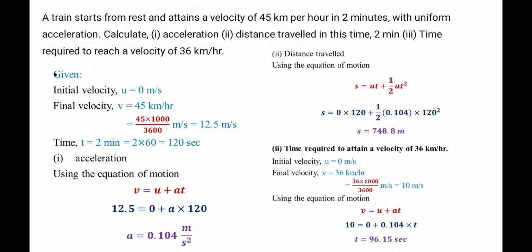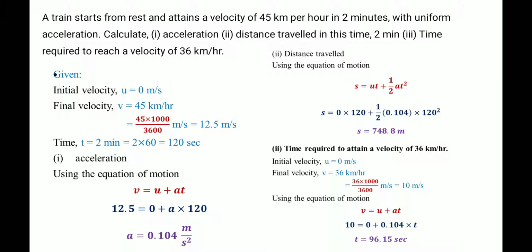Then the next question is distance traveled. We know the formula. S is equal to distance, displacement, is equal to ut plus half AT square. So here we know all the values in it. We substitute these, and we will get the value of S as 748.8 meters.